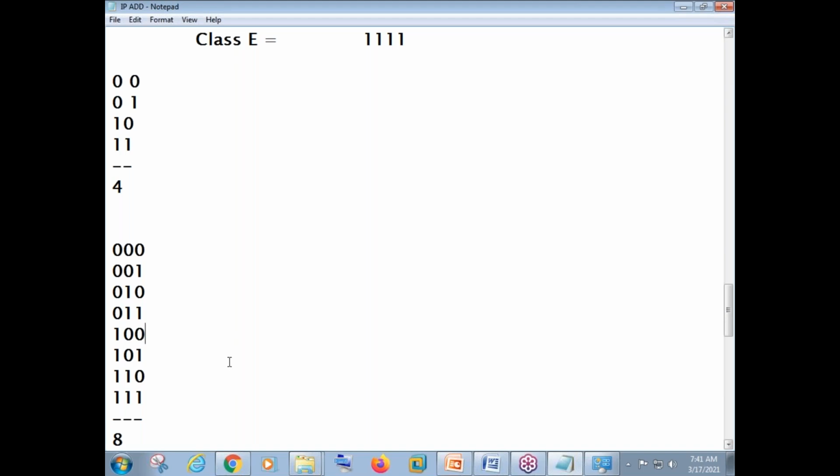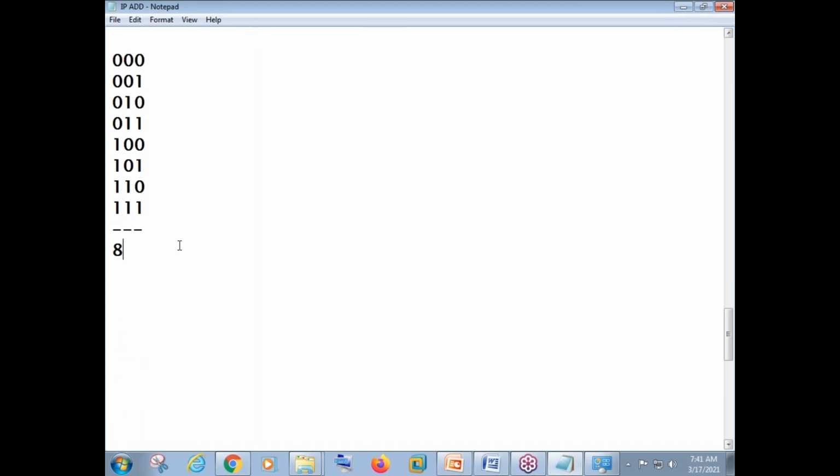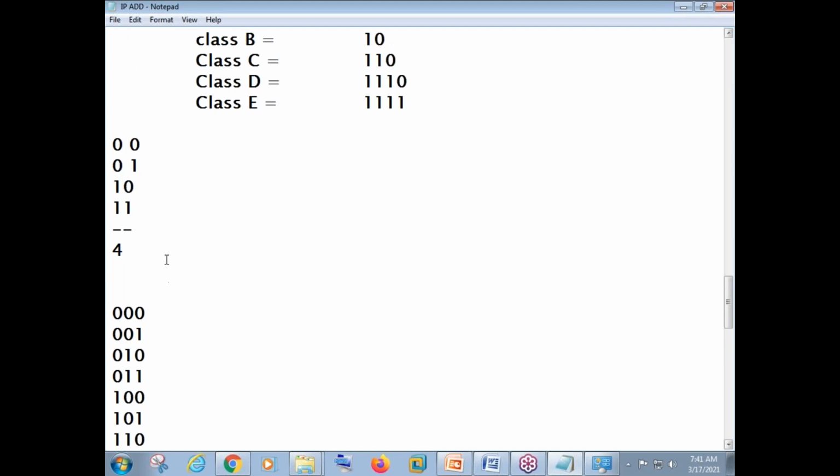So the question is, what if there are 5 bits? What if there are 7 bits? What if there are 15 bits? Can we do the calculation in this way if there are 15 bits? No. The easy way of calculation is to take the base as 2, because binary numbers are 0 and 1, and say 2 power 2. So 2 power 2 is how much? 2 multiplied by 2 is 4, right?